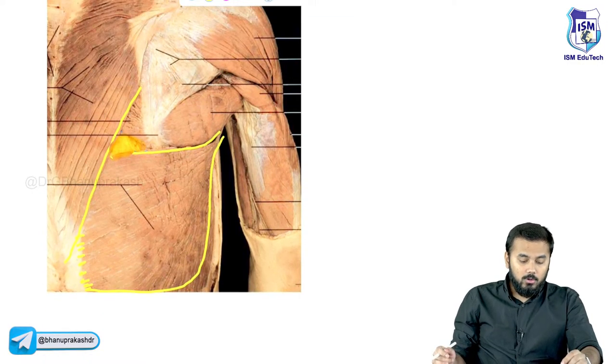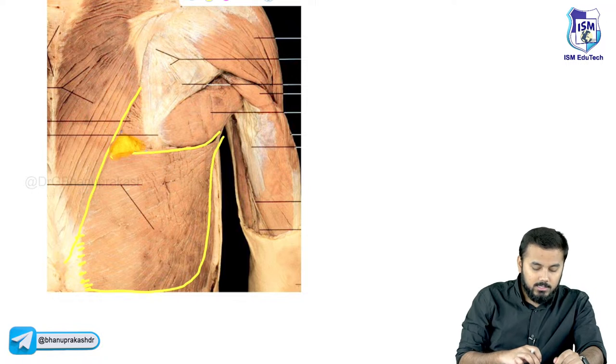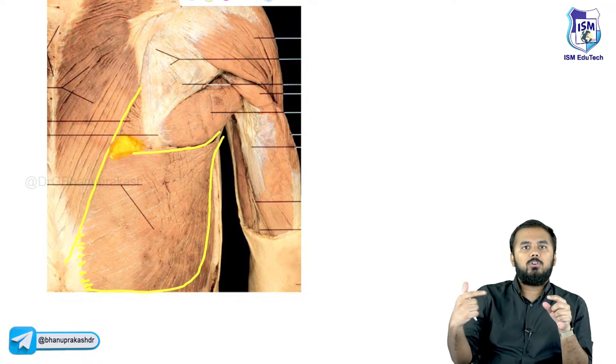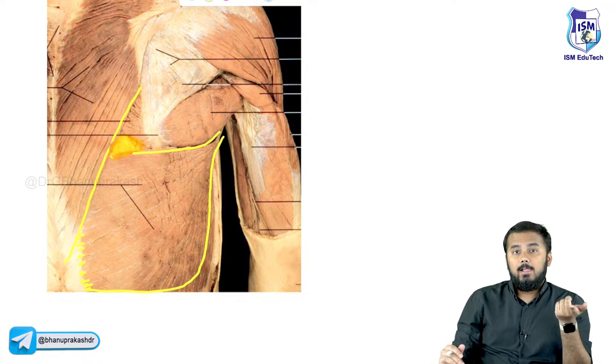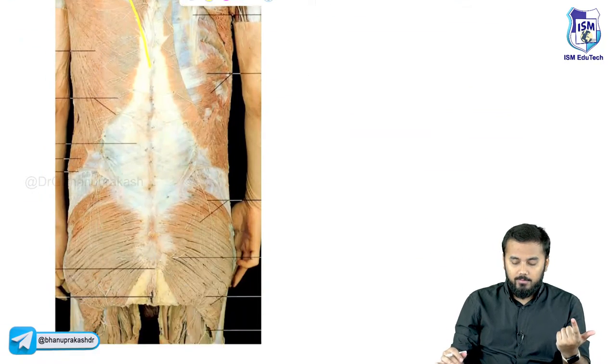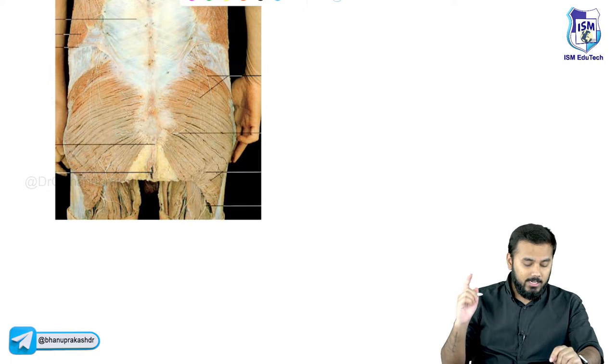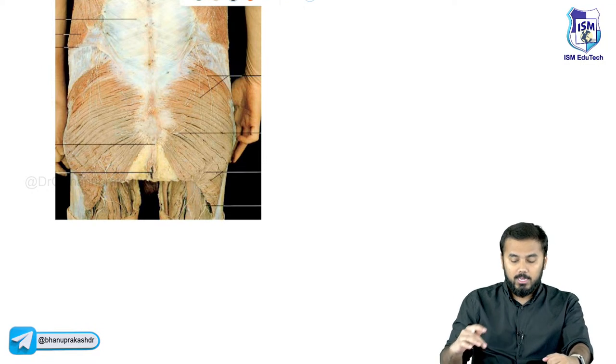Previously they have asked a question pointing to the triangle of auscultation, asking what is this, and you have to tell that it is the triangle of auscultation. Okay, so you understood till here, right? Everyone understood the muscles of the back. I will teach you the nerve supply in a minute, but before that, tell me, you understood everything, right?